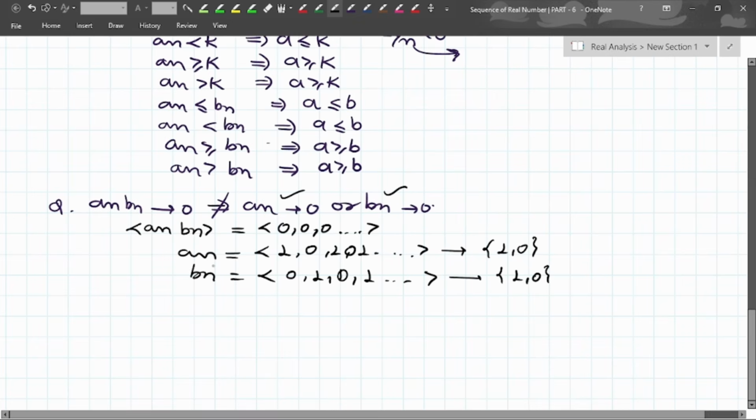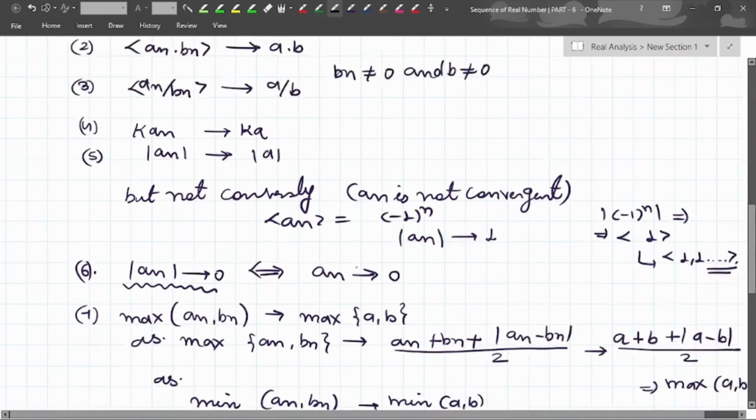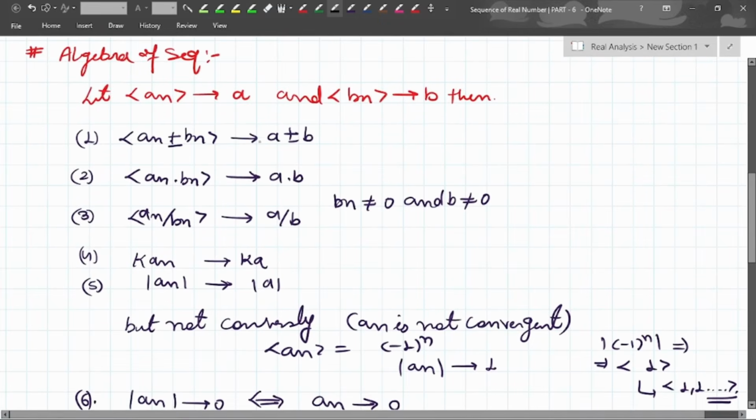If you multiply these both things, aₙ into bₙ, then it is going to be convergent. It will converge to 0. Okay, and it is not like that if it is converging to 0, then it means that aₙ and bₙ will converge to 0 also. Okay, this is the result. That's why I told you that in this result the implication goes only from here to here, not from here to here. It means the converse is not true.